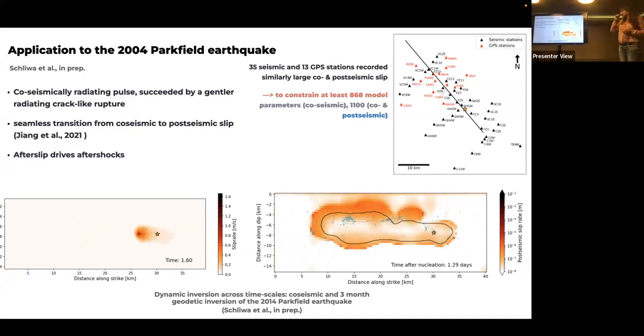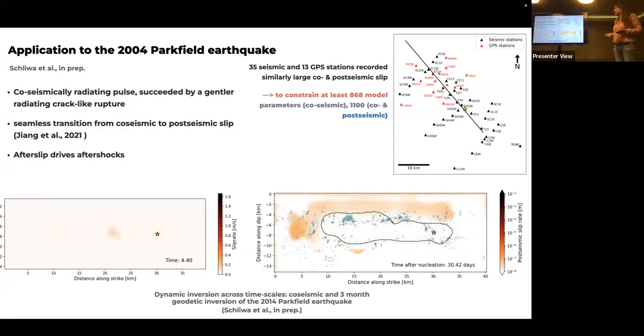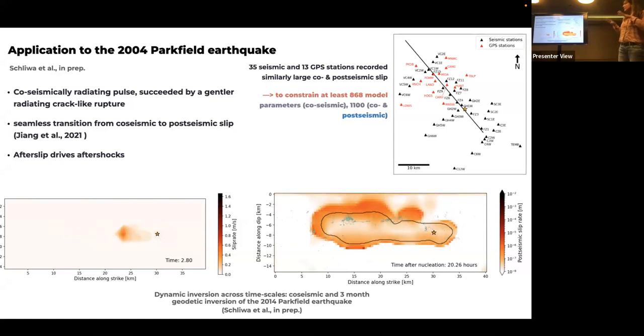We see for the Parkfield earthquake, one of the best studied earthquakes, I would say, that is available, really interesting aspects. For example, co-seismically, we have a strongly radiating pulse succeeded by a gentler radiating crack-like rupture. So there are two phases of co-seismic rupture. We also confirm a seamless transition from co-seismic to post-seismic slip.